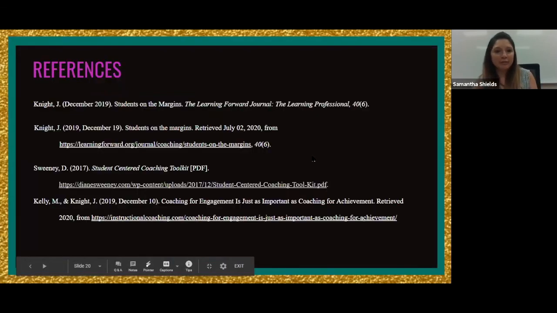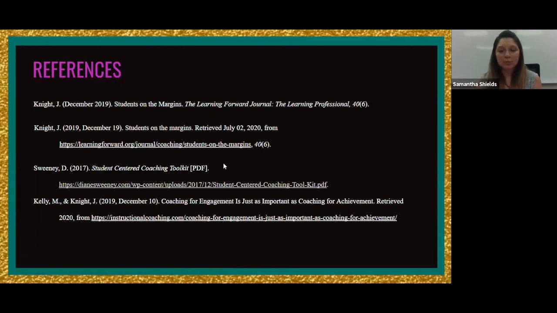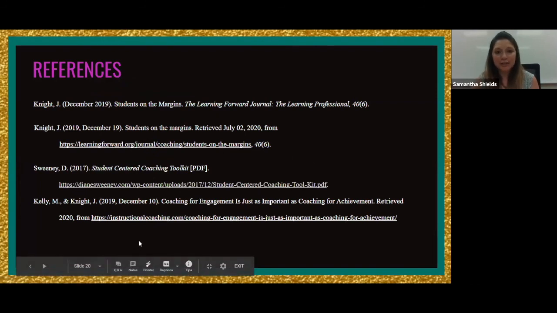Here are some things that I've referenced. The links to these would be in your participant handout, so that you again still have the Students on the Margin article, Diane Sweeney's article, or anything else you need.